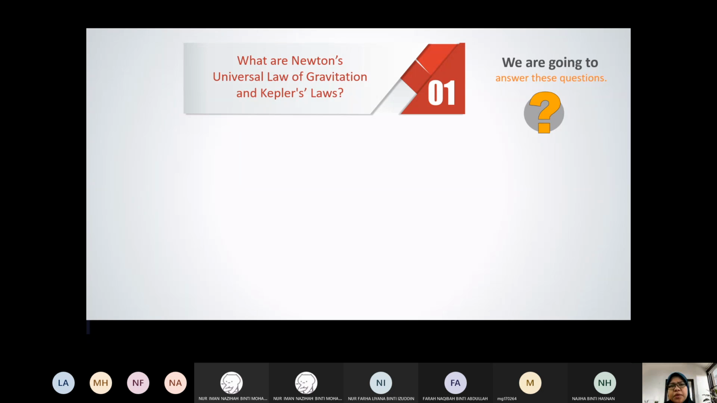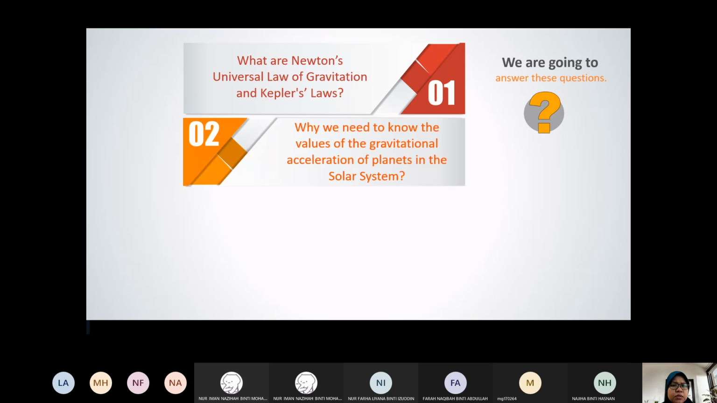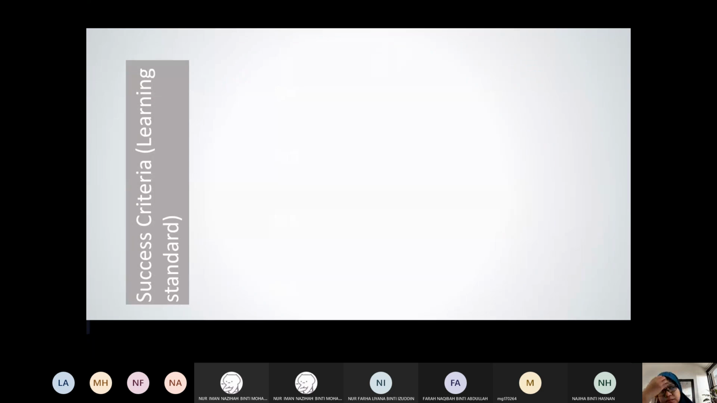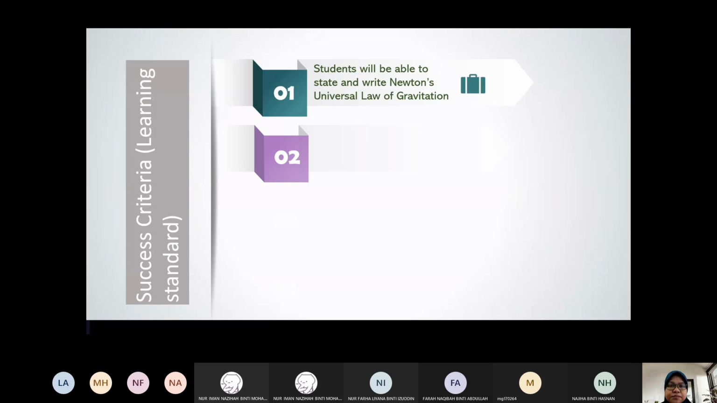Okay, so we are going to answer these questions throughout the class. Number 1, what is Newton's universal law of gravitation? And then we will look at Kepler's laws. Number 2, we'll look at why we need to know the values of gravitational acceleration, and then we will look at satellites.